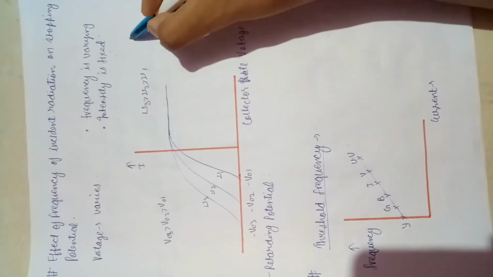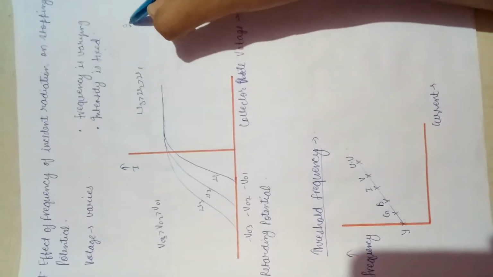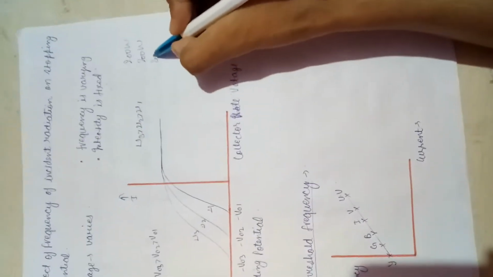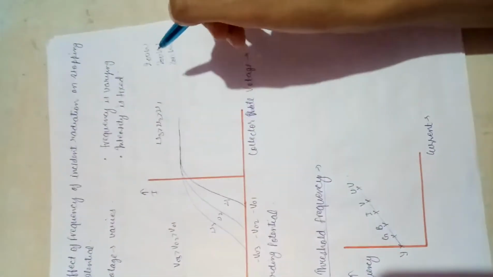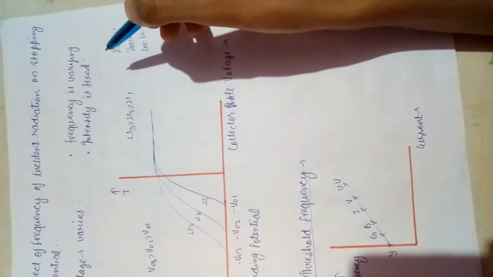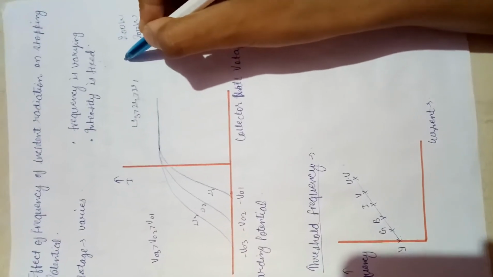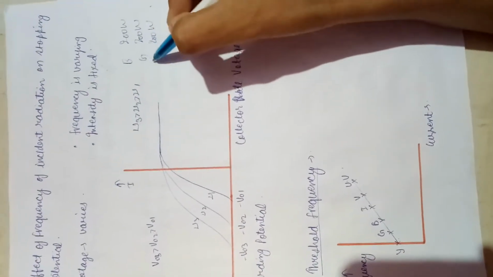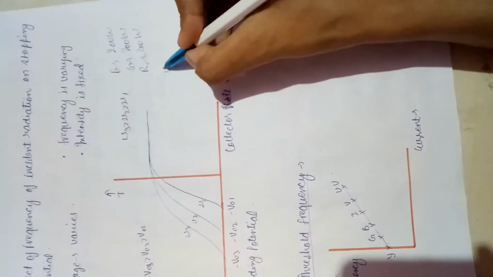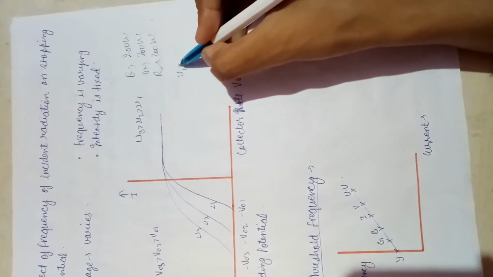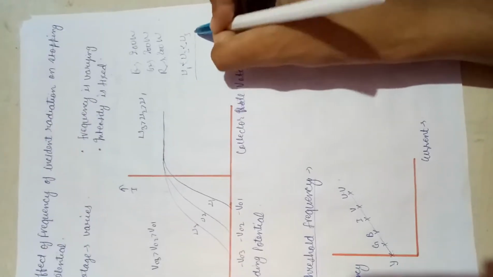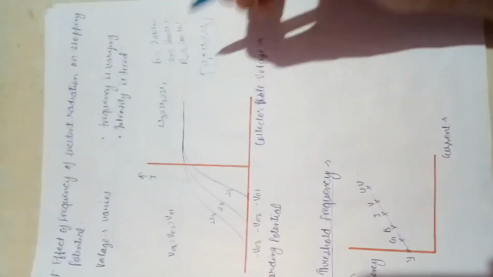Intensity is fixed means we are using a 200-watt bulb. All the bulbs that we are using are of the same intensity, 200-watt, 200-watt and 200-watt. We are varying frequency means that we are changing the color of light, we are changing our source. For example, we can use blue, green and red light. We can use three different sources of light. The frequency of the first one is less, the frequency of the second source is more, and the third has the highest frequency.